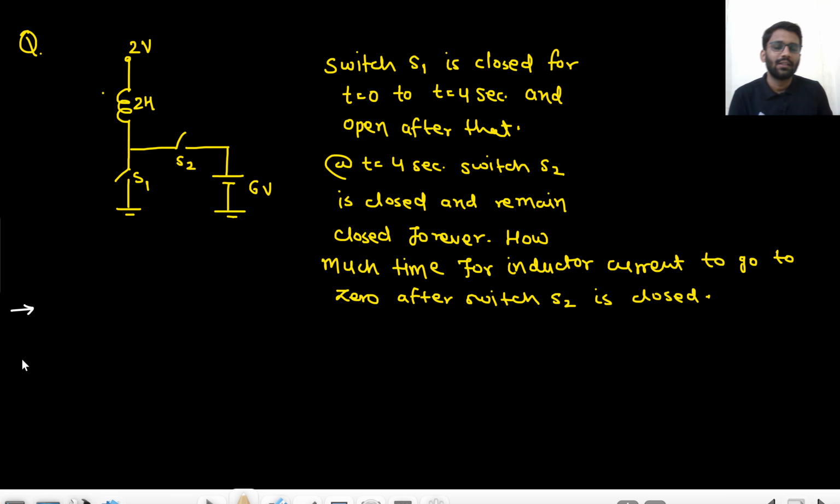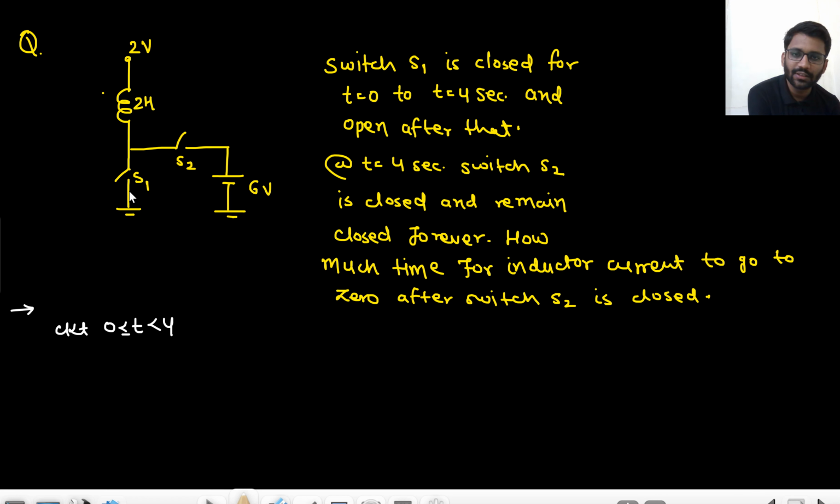So let's see it. The switch S1 is closed for t equals 0 to t equals 4 seconds and is opened after that. And now they are not telling about S2, so we will consider it as open for t equals 0 to 4 seconds. So, the circuit for t equals 0 to 4 seconds.